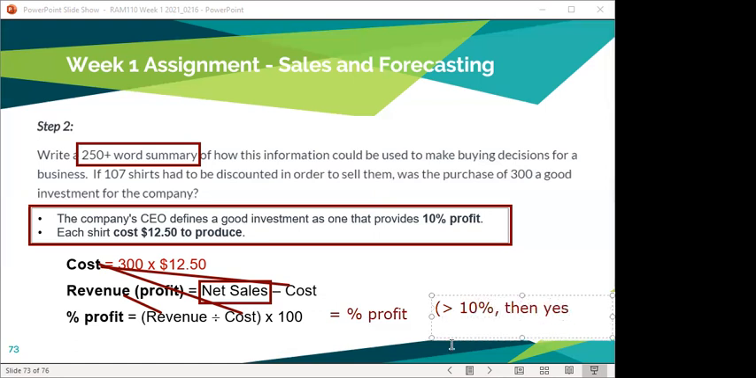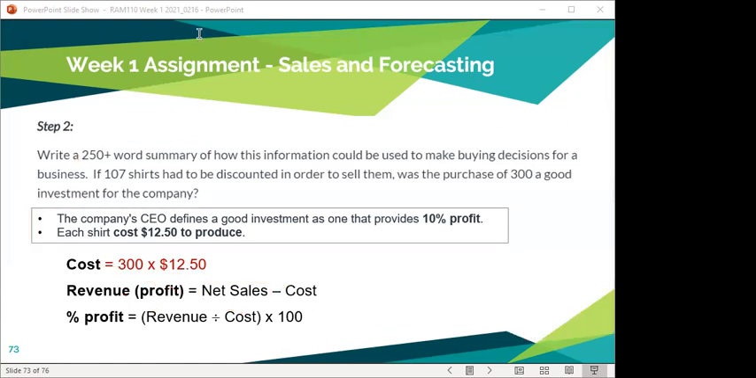Now, don't just say greater than 10%, yes, good investment. Talk about profits. Talk about the importance of profits. Talk about how all 300 shirts sold. Talk about how nearly two-thirds of them sold for full price. Talk about how only 7 of them were returned. Talk about how there wasn't really much of an inventory cost, because if you purchased 300 shirts and then you sold them all, there really wasn't a lot of inventory costs. So really make sure you talk enough about these things in order to satisfy that 250-word summary of how the information you used in this example could lead to the decision of a good investment.